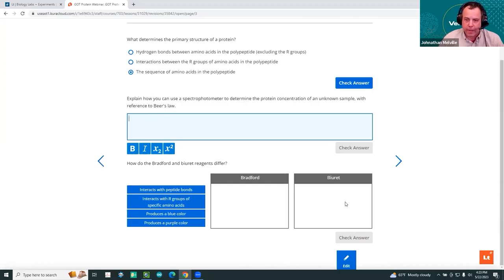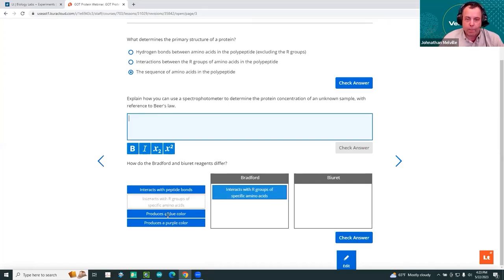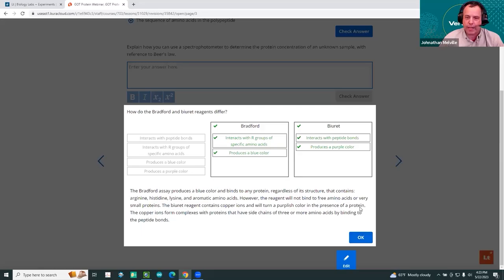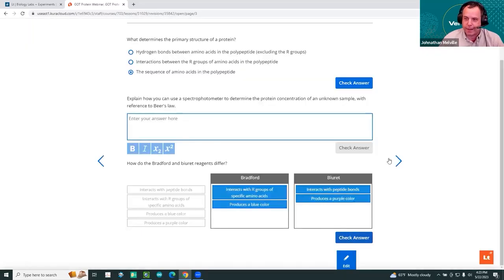And then this is a really nice feature in LT. We can sort these features into how the Bradford and the Bio-Rad reagent work. So let's see here, interacts with R groups of specific amino acids, that's the Bradford. Produces a blue color, as Damon said, when the proteins interact with the Bradford, it turns blue. That must mean that the Bio-Rad reagent is these two. And now we can check that answer. And hey, I got it all correct. Amazing. I helped write this lab. I got them all correct. That's a good sign.